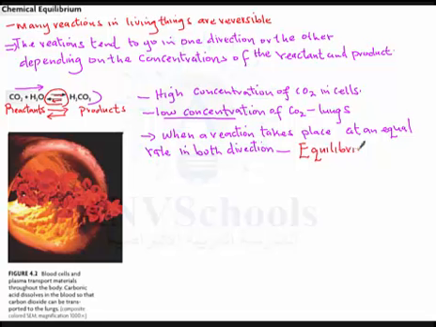So we say equilibrium has been reached, and at this instant, both reactants and products are made at the same rate. Both are made at the same rate. So we'll stop here for this video. In the next video, we will continue and look at the details of this.